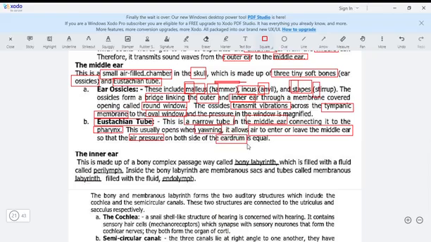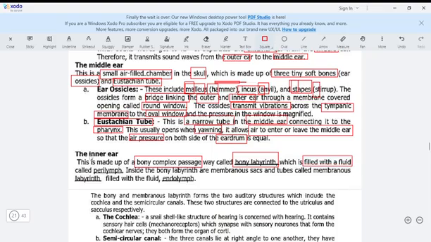Now let's move to the inner ear. The inner ear is made up of a bony complex passageway. They call it the bony labyrinth. That's the inner ear. That's the bony complex passage called the bony labyrinth. It is filled with fluid. You see fluid inside this inner ear.